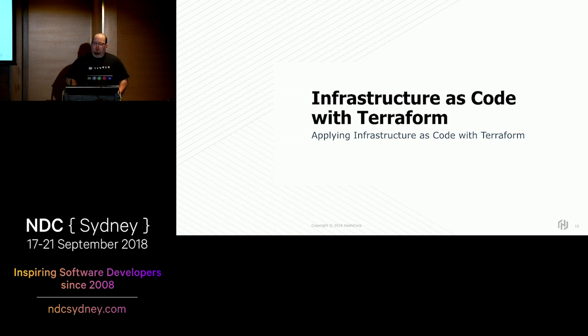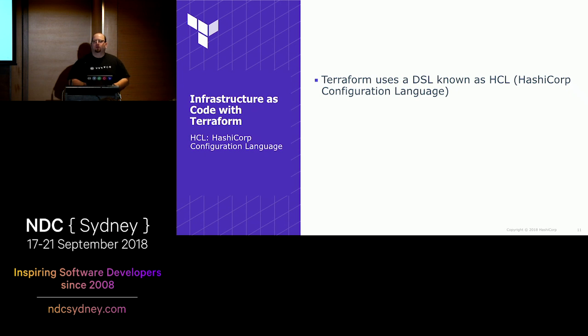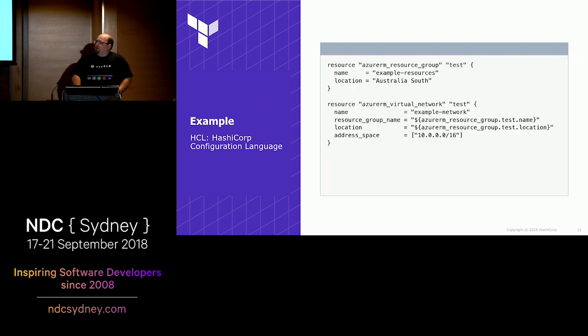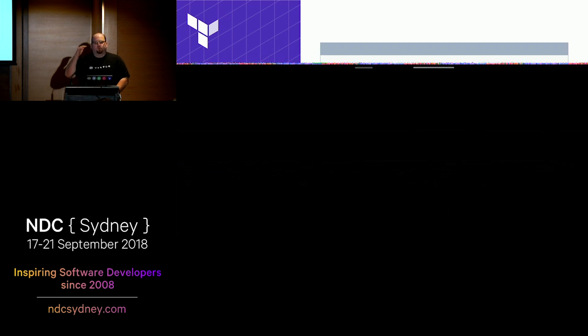So what is infrastructure as code with Terraform? Terraform provides a DSL that's known as HCL, or the HashiCorp Configuration Language, which is kind of JSON-like. If we take a quick look at some HCL, this is two resources built with HCL, which creates a resource group and a virtual network within Azure. In the resource group, we define a couple of parameters. Same thing for the virtual network, and we thread some variables through. In this case, we thread through the name and the location from the resource group.